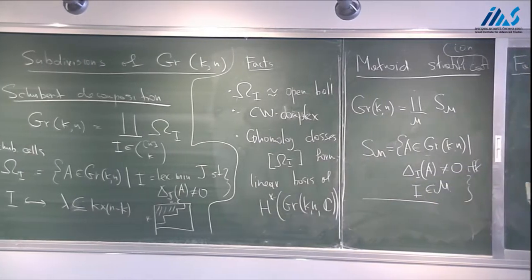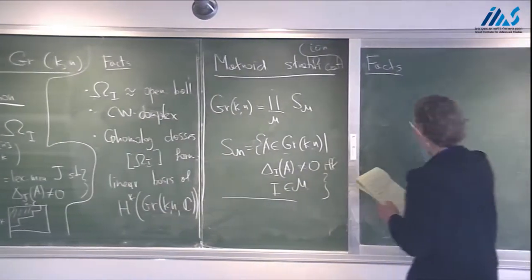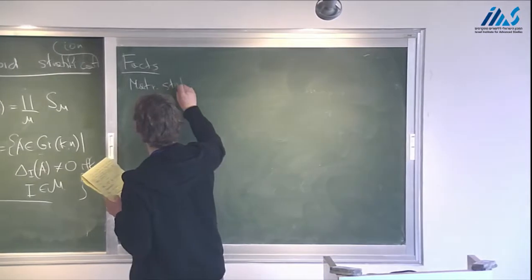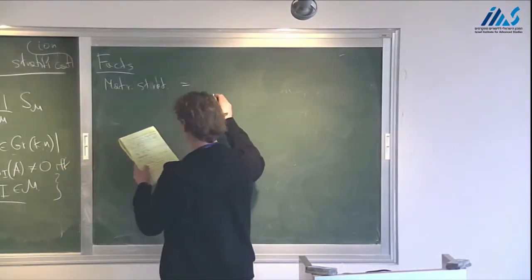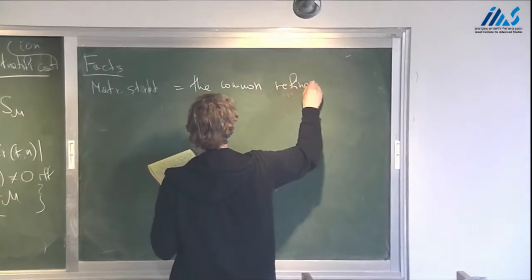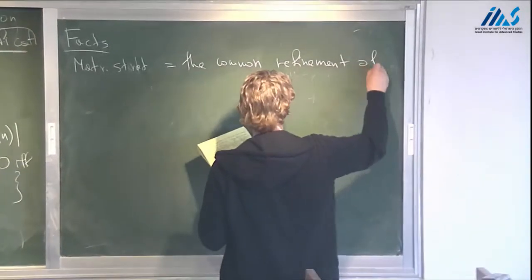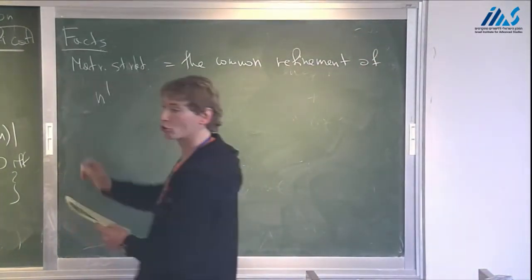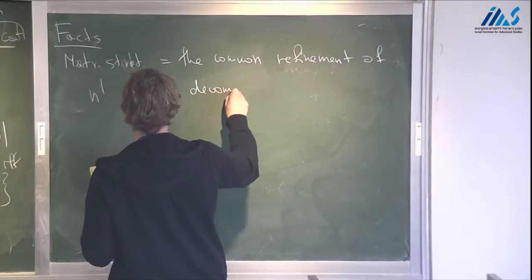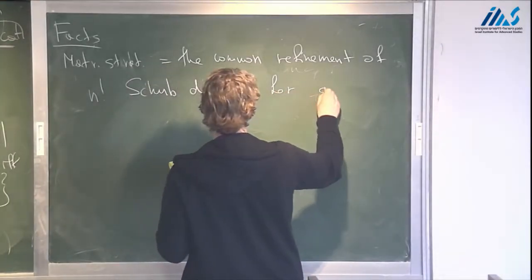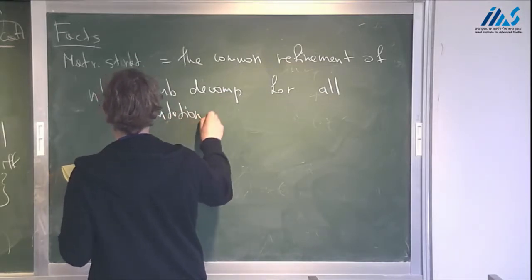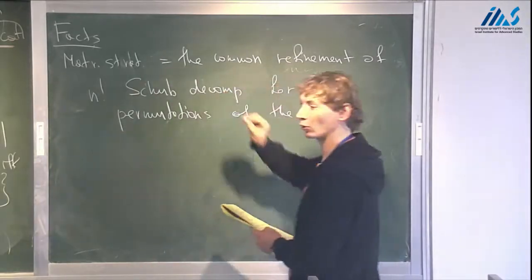So, facts about Matroids. Actually, you can say it even more precisely. The Matroid stratification is equal to the common refinement of n factorial Schubert decompositions for all permutations of the coordinates. Let me explain what I mean by this.